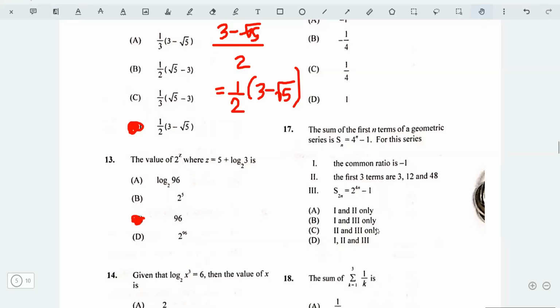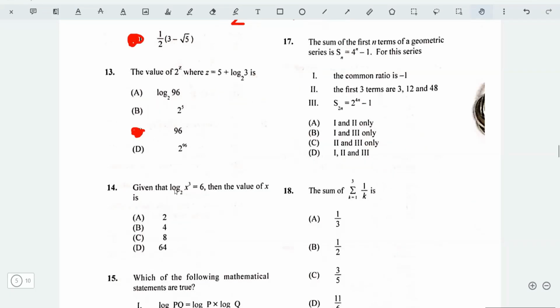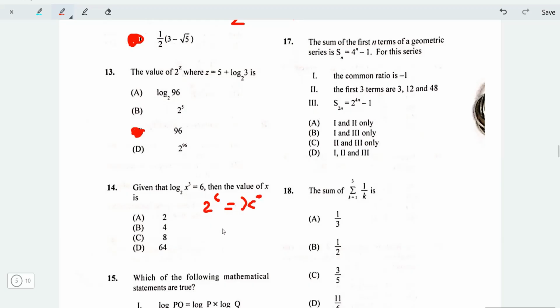All right, moving right along. Question 14. It says, given that log to base 2 of x cubed equals 6, what is x? By definition of logarithm, 2 to the power of 6 is equal to x cubed. But what is 2 to the 6? 2 to the 6 is 64. So 64 is equal to x cubed. Now we know that 4 cubed equals 64, so x has to be 4. That's really nice so far.